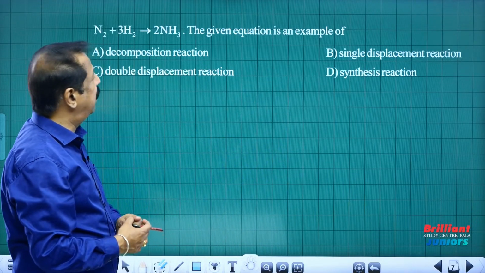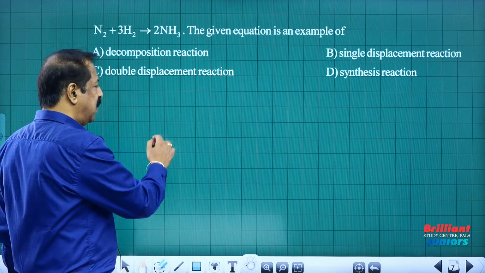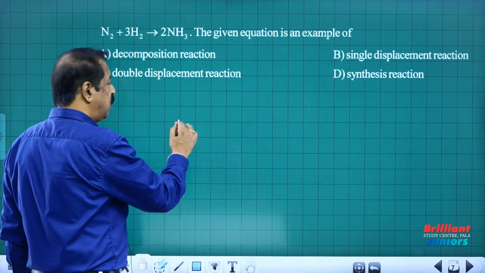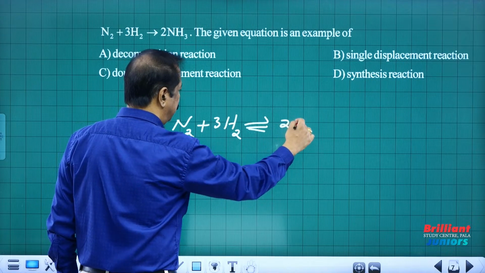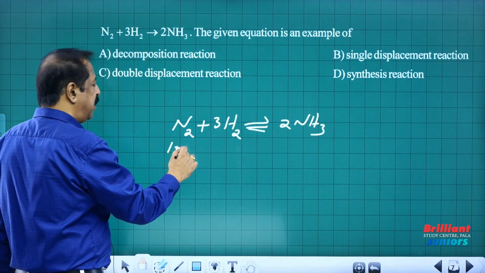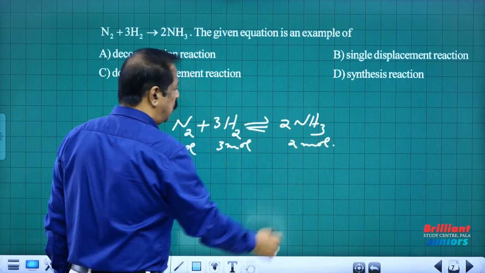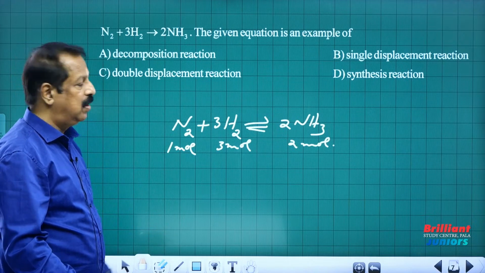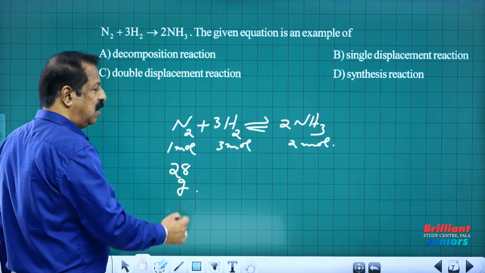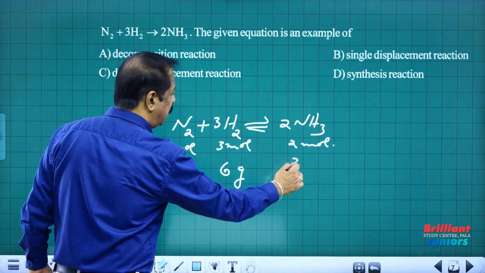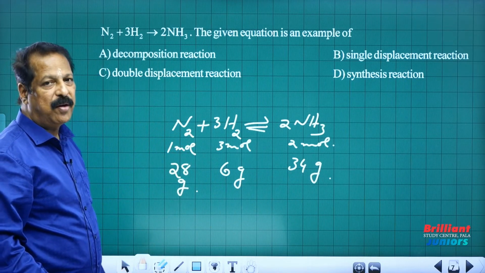And the next one, N2 plus 3H2 giving 2NH3. The given equation is an example of what? Actually, the name of this reaction is the Haber process of ammonia. N2 plus 3H2 reversible 2NH3. Here you have 1 mole of nitrogen, 3 moles of hydrogen and 2 moles of ammonia. The number of moles is different, but the mass is equal. 1 mole of nitrogen means 28 grams, and hydrogen is 6 grams, and here it is 34 grams. The total mass of reactants is 34 and the total mass of product is also 34.